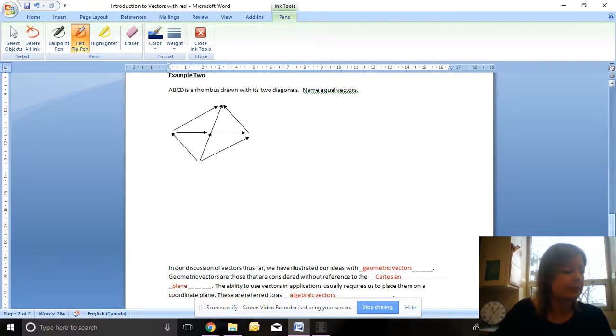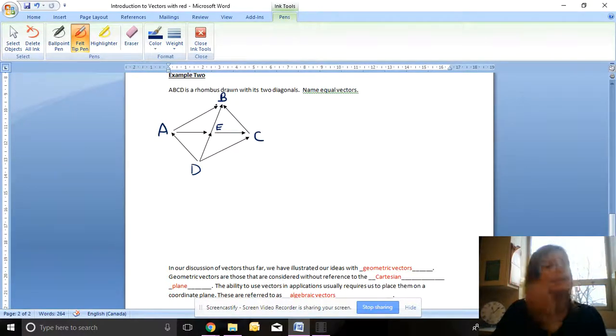Okay, so we have to label this diagram first. So this is A, B, C, D, and this point in here is E. Okay, ABCD is a rhombus drawn with its two diagonals. Name equal vectors. So because it is a rhombus, that means that side lengths are all equal. So the magnitude of all these side lengths is equal, but we have to look at the direction of the vectors in order to talk about it properly.